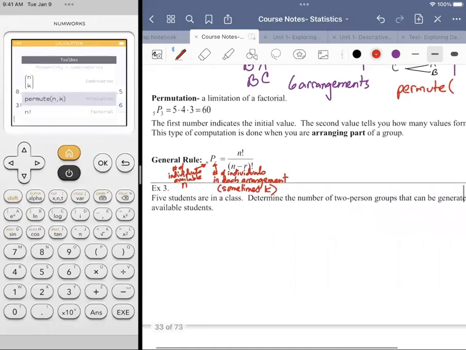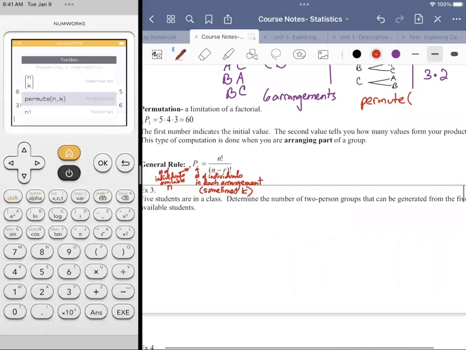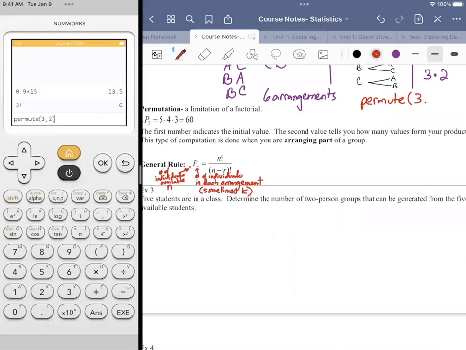All right. The standard way of representing it is to say r, but sometimes, as you can see in NumWorks, we use k. All right, so I'd put in 3 here, 2. Again, the 3 represents the number of individuals available, and the 2 represents how many are in each arrangement. All right, so I'd go 3, 2, close it up and hit OK, and it'll give me the 6.